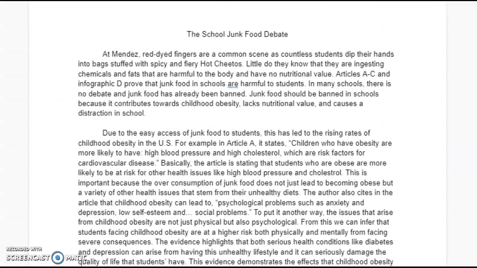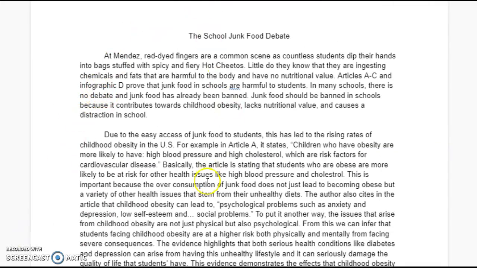Okay, first thing I want you to do is read it. Once you read it, you'll notice that the argumentative essay is about junk food, whether or not we should have junk food. Okay, I'm going to read the first sentence, and then we're going to identify it piece by piece. At Mendez, red-dyed fingers are a common scene as countless students dip their hands into bags stuffed with spicy and fiery hot Cheetos. Little do they know they are ingesting chemicals and fats that are harmful to the body and have no nutritional value.